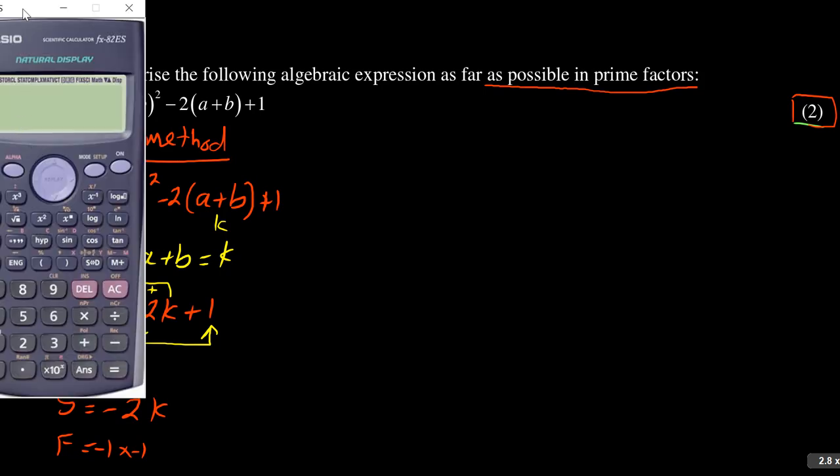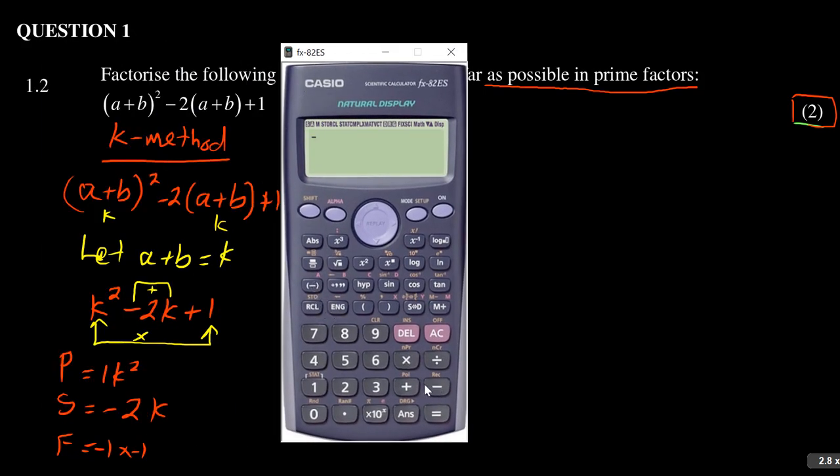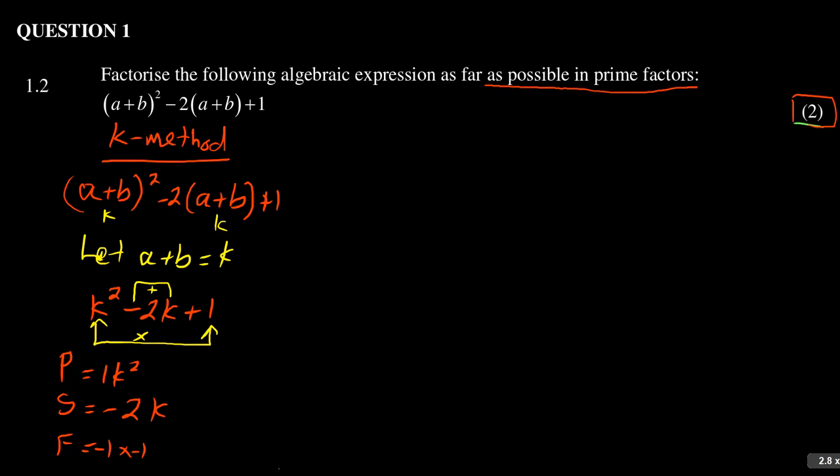Let me verify that with my calculator. If I say minus 1 minus 1, you can see I get a negative 2, but if I say minus 1 times minus 1, I get a positive 1. So which means those are the factors and the signs. So if I continue, remember, it's minus 1 and minus 1. So I'm going to have k squared minus 1k minus 1k plus 1.